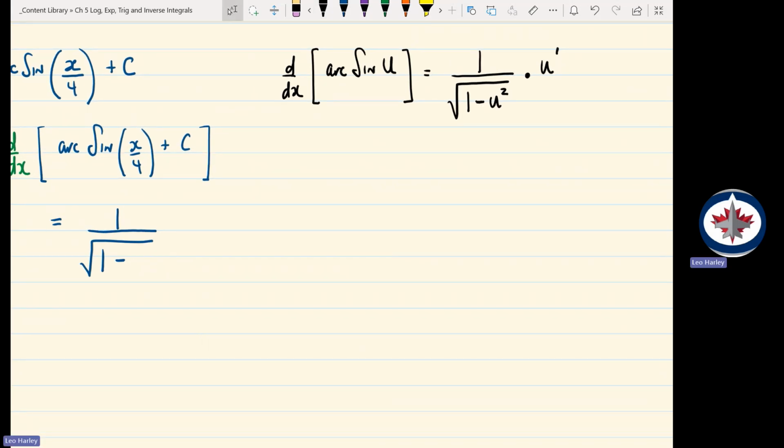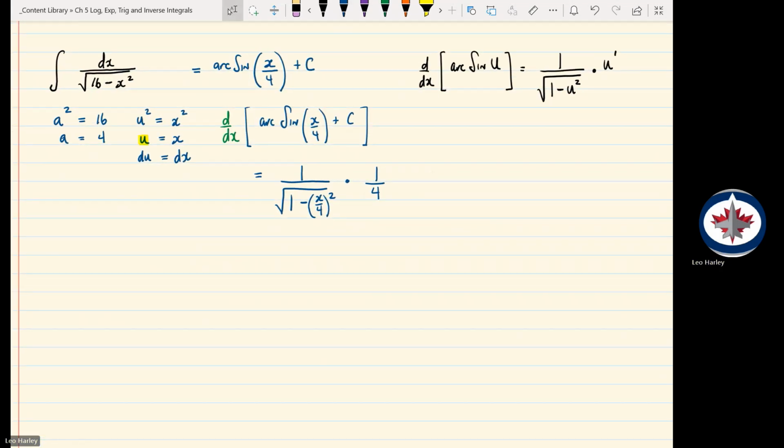So in this instance, isn't u x over 4? But then what do we do to the x over 4? You square it. And then you're supposed to multiply it by the derivative of u. Well, in this case here, what is the derivative of u? 1/4. And I got to admit, right now, does this seem to look like what we started with in terms of the integral at the beginning? Are these two the same? Sure does not look like 16 minus x squared right now.